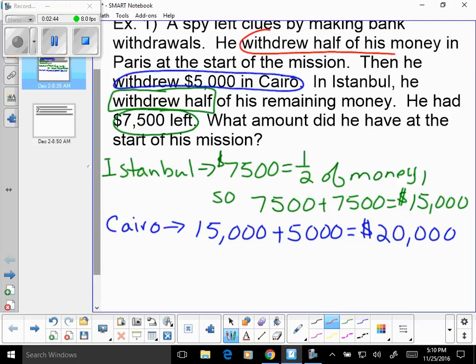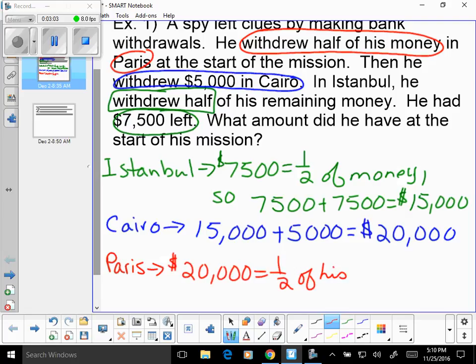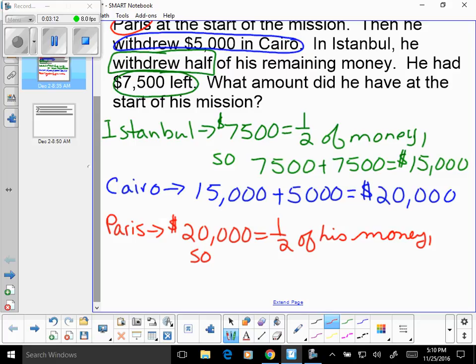And here it says he withdrew half of his money in Paris. We know that when he left Paris to go to Cairo, he had $20,000. So we now know that $20,000 equaled half of his money. So $20,000 plus $20,000 means he started his adventure with $40,000.